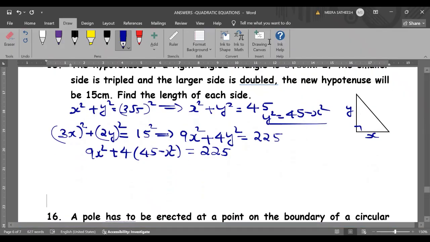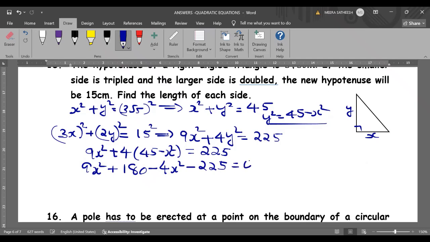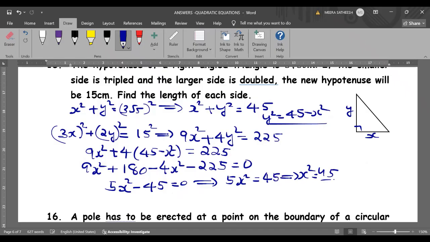So further simplifying, 9x² plus 45 into 4, 180, minus 4x² minus 225, equals 0. So 9x² minus 4x² is 5x². Here also the x term is not there. 180 minus 225 is minus 45. So 5x² equals 45, x² equals 45 by 5, 9, and x equals root 9, which is 3.